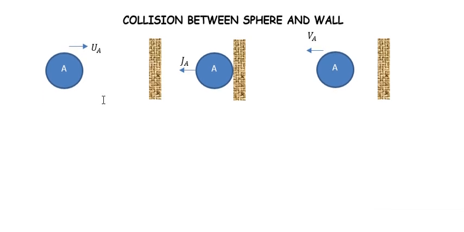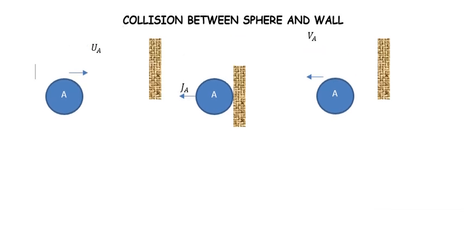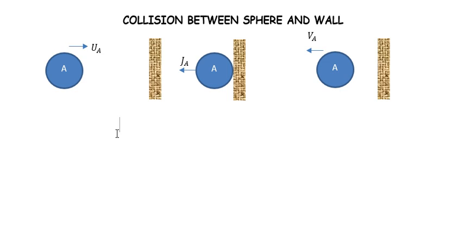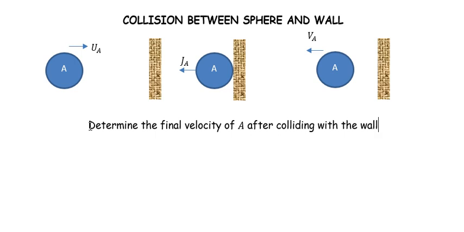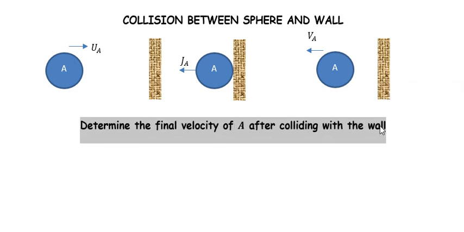Okay, so the objective is we are going to determine the final speed, the final velocity of A after colliding with the wall. So this is a very important application of Newton's law of restitution.